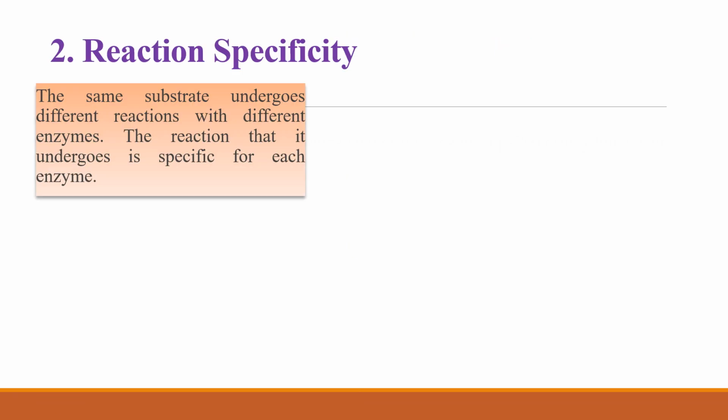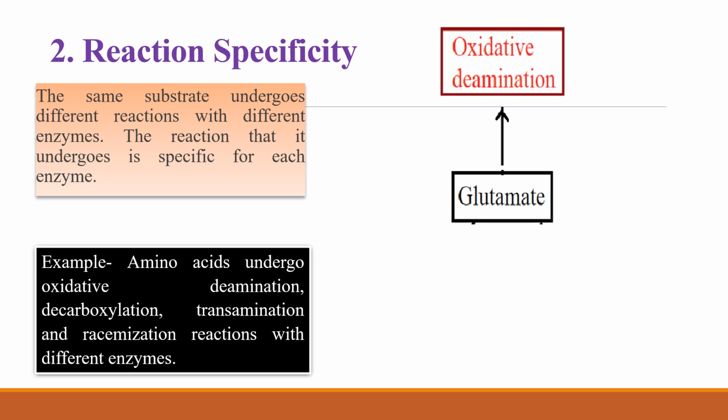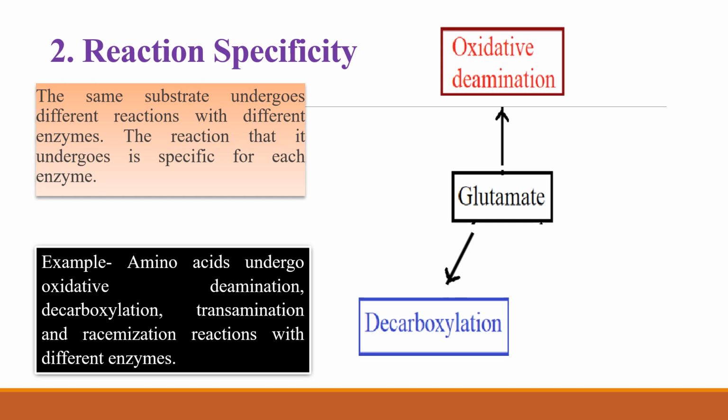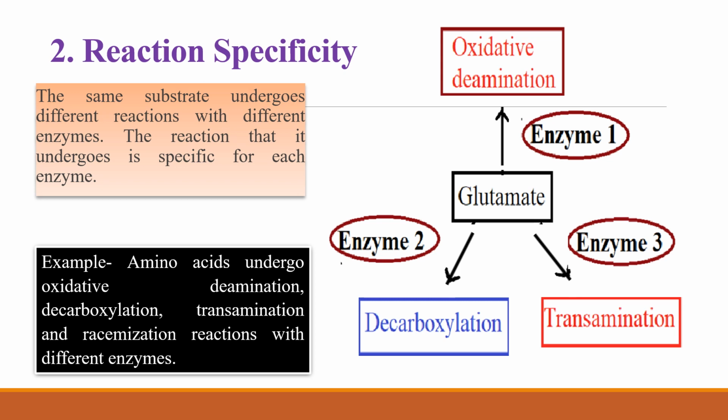Reaction specificity. In this, we have a particular substrate which can undergo different reactions with different enzymes. And the reaction that it undergoes with each of the enzymes is very much specific. For example, we can see this in the case of amino acids, where each amino acid can undergo deamination, decarboxylation, transamination, racemization reactions with different enzymes. Say for example, glutamate can undergo oxidative deamination, decarboxylation as well as transamination with three different enzymes.